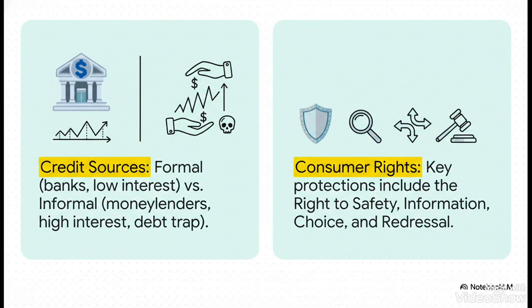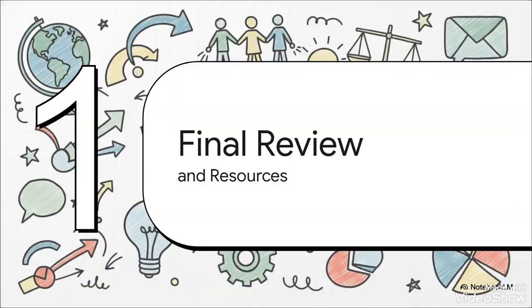Now, if you chose consumer rights, you'd list the protections under COPRA, like the right to safety, the right to be informed about what you're buying, the right to choose, and the right to get compensation if something goes wrong. And just like that, we've gone through every single question from the 2018 paper.